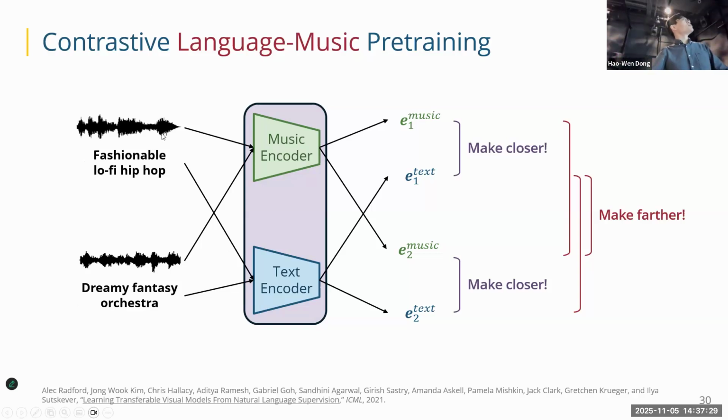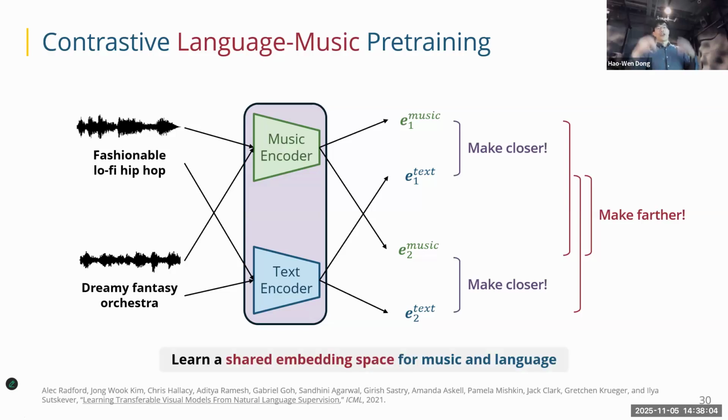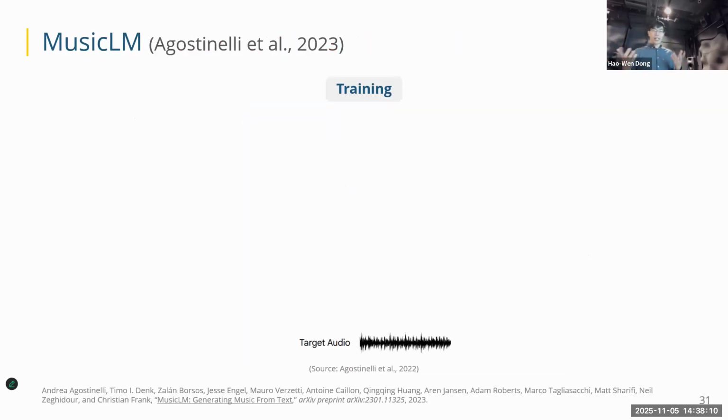We have some music, fashionable lo-fi hip hop. This is usually the kind of caption you get in these stock music data sets. Dreamy, fantasy, orchestra. So you could get text like this, but the same idea. A music encoder will turn the music into some vectors. The text will be some vectors, but the idea is that this audio file and this text should be thrown to the same place in that embedding space. So you basically learn a shared embedding space for music and language. So that's essentially how MusicLM is working.